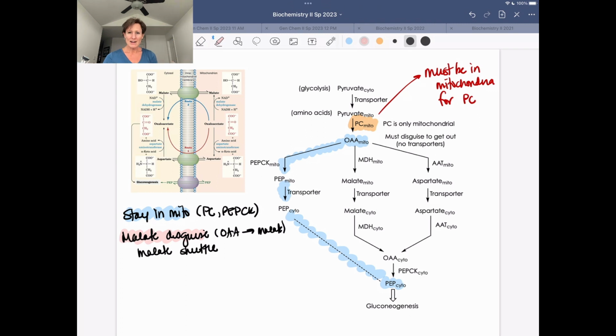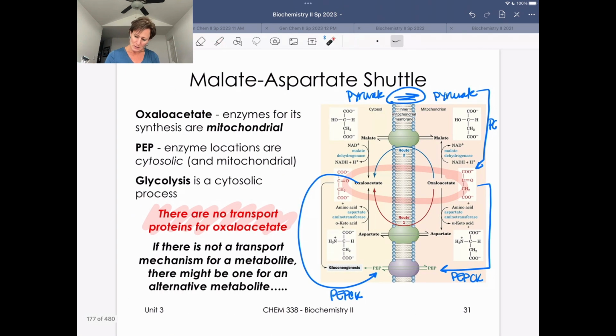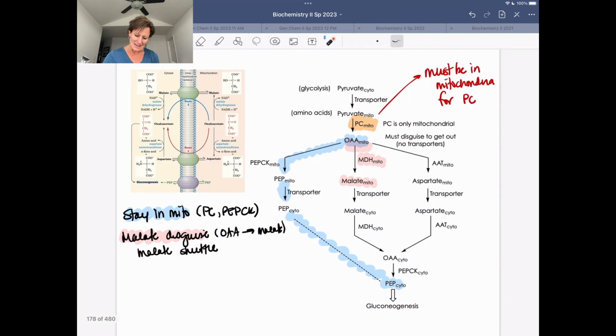So again, once I've got oxaloacetate in the mitochondrion, then I can use a mitochondrial isoform of malate dehydrogenase to make it into malate in the mitochondrion. Coming back over here to this picture, we do have a transporter for malate. So malate can get out into the cytosol, and then once I've got malate in the cytosol, there is a cytosolic version of PEPCK, so that's going to allow me to get to phosphoenolpyruvate in the cytosol.